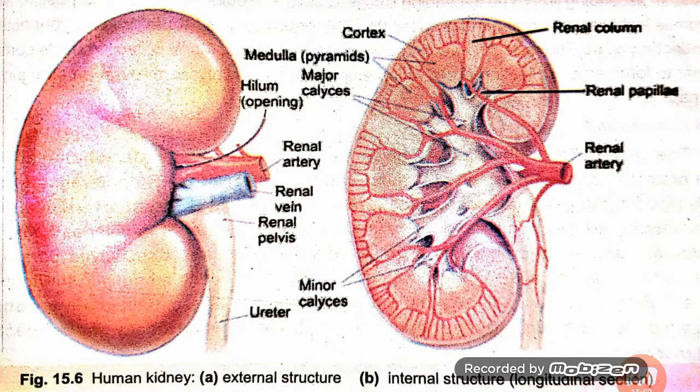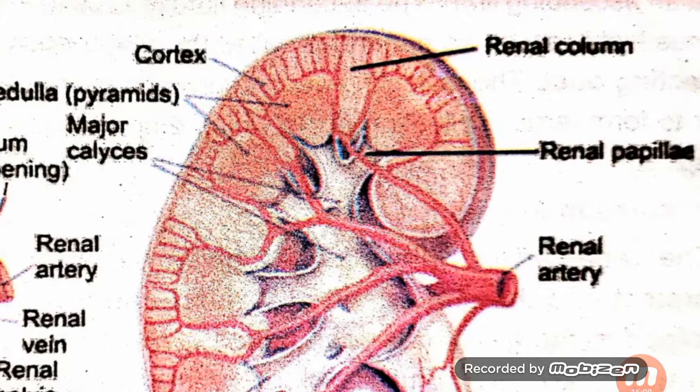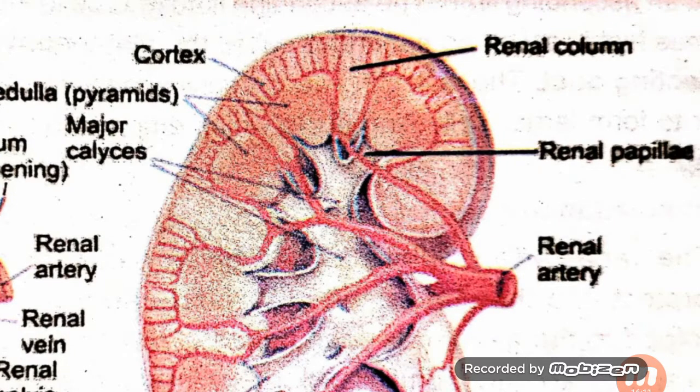Renal papillae. The base of each pyramid is called the renal papillae, which is pointed towards the center of the kidney. So here you can see these conical pointed regions of the renal pyramids are called renal papillae.